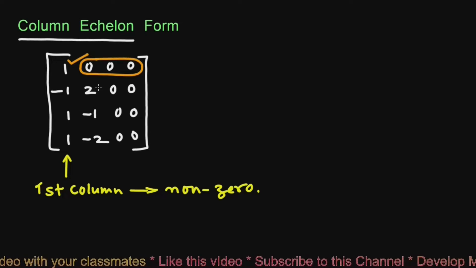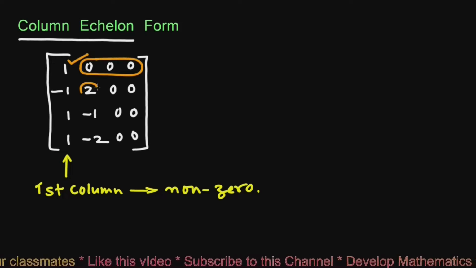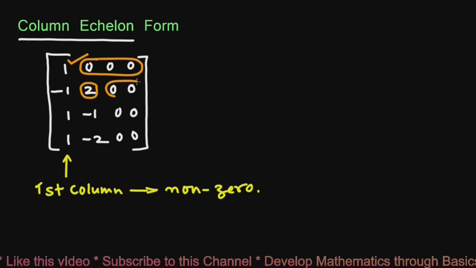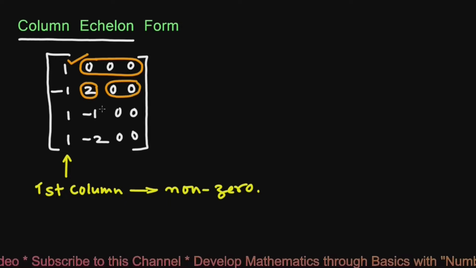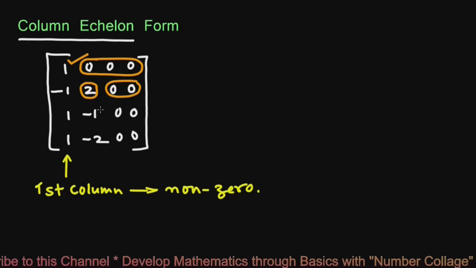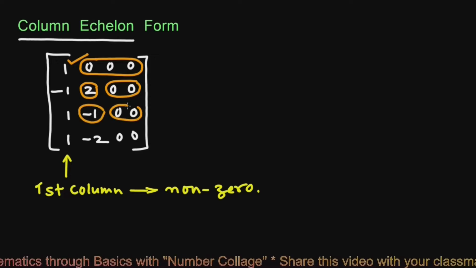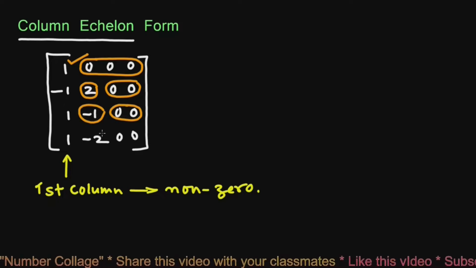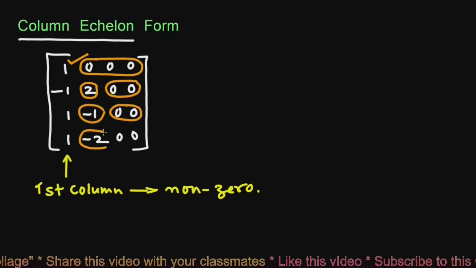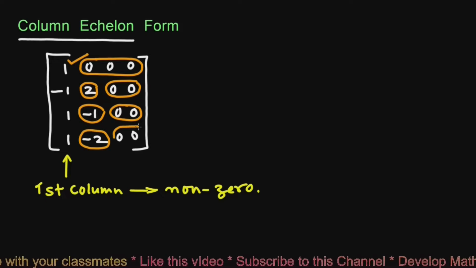Then elements to the right of the second element of the second row are all zeros. Similarly, elements to the right of the second element of the third row are all zeros and elements to the right of the second element of the fourth row are all 0.